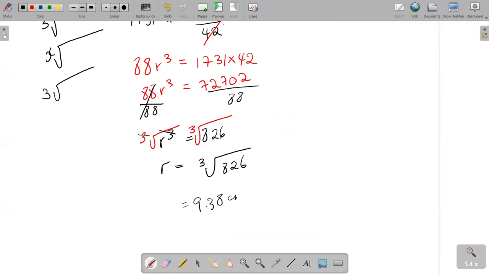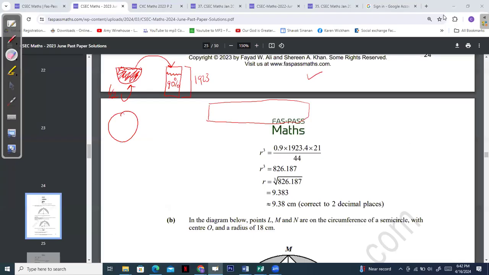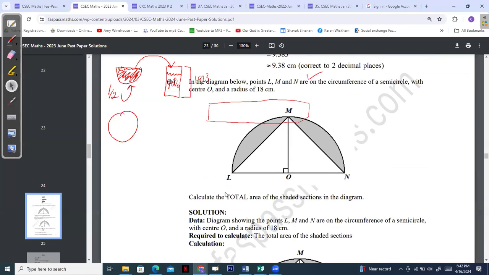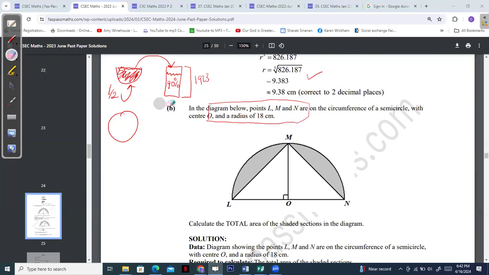So the answer is 9.38. And what does this represent again? This is the radius, right? That's the radius. So that's it. That's done. Let's move on.